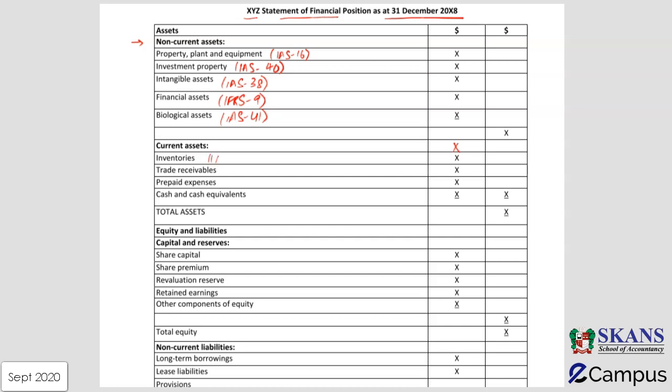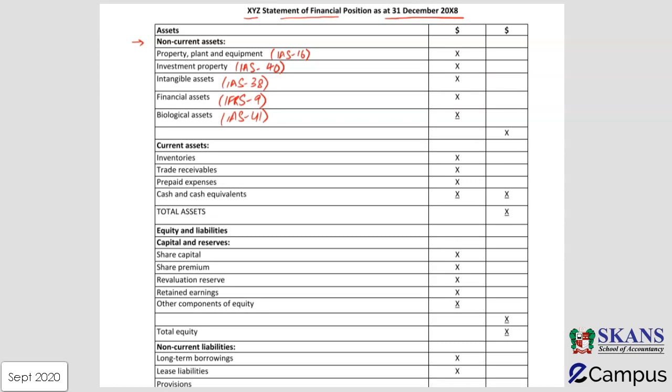These are calculated as per IAS 2. Once again, there is a completely separate standard which deals with IAS 2. Then we have trade receivables. Then we come to the figure of current assets. This is the second part of our assets.